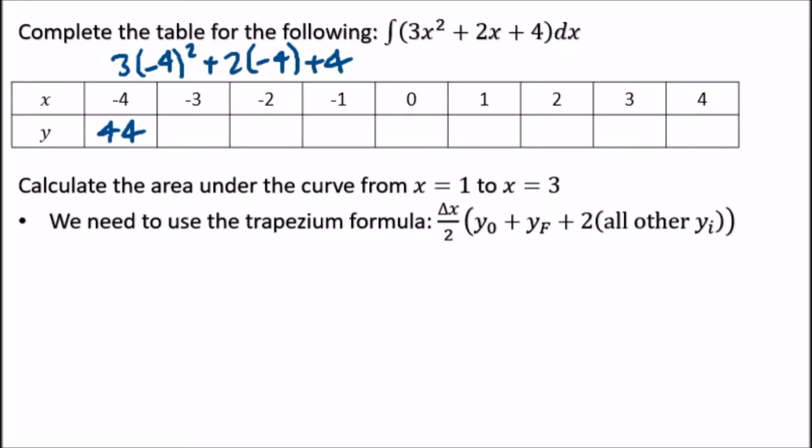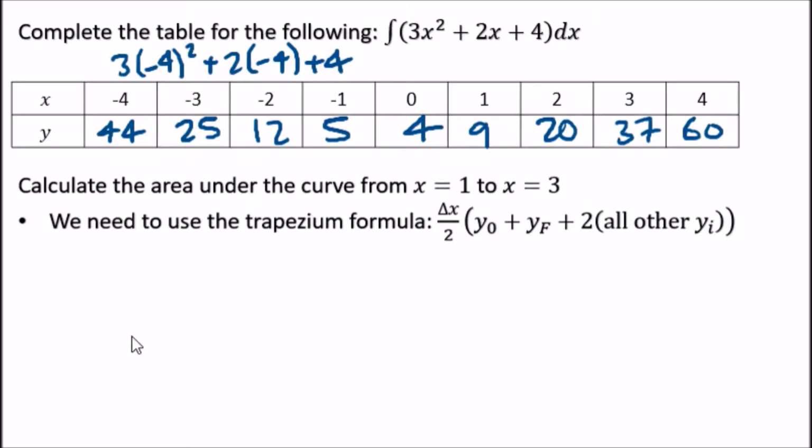So in the end, you should get firstly 25 here, 12 here. Let me see my other answers. You should get 5 here, 4, 9, 20, 37, and 60. So double check this yourself, see if you get the same results here. And if you did, then that's good.